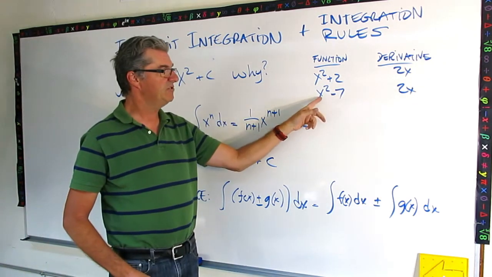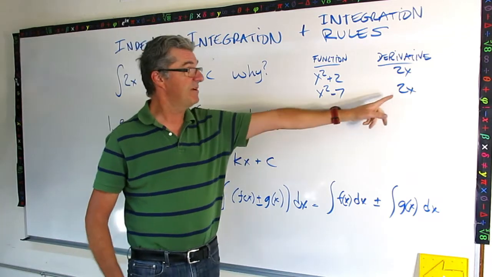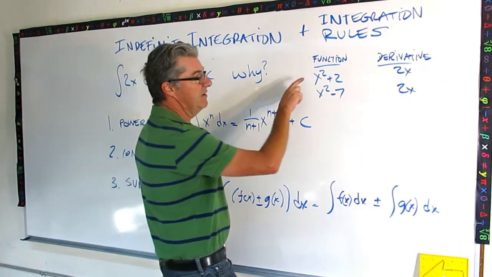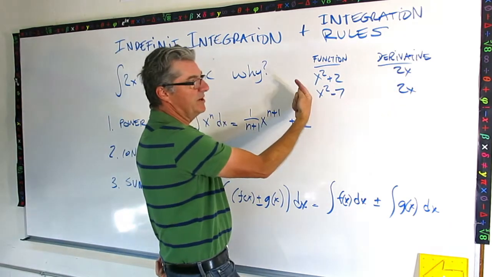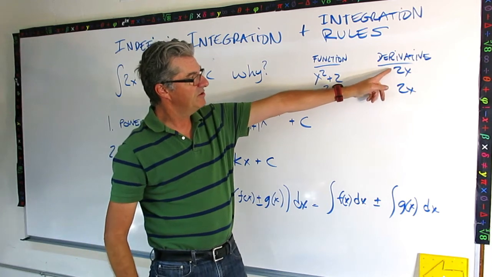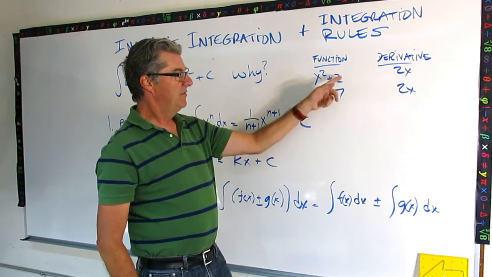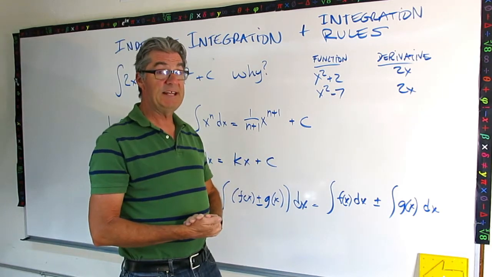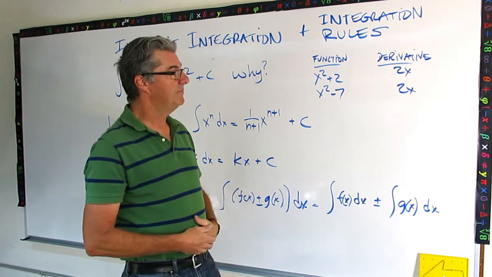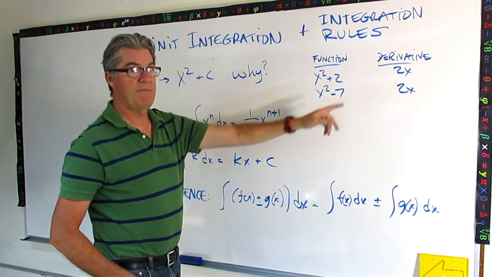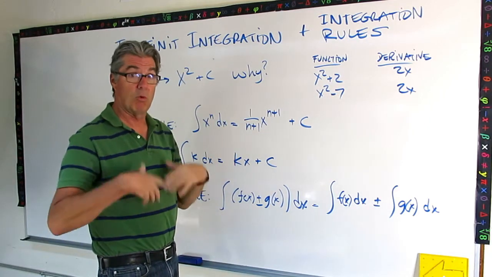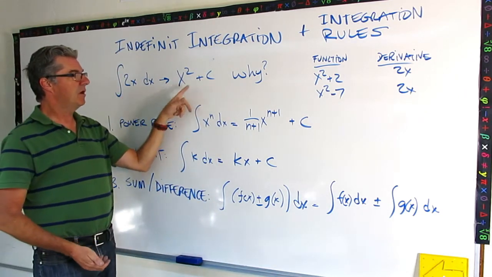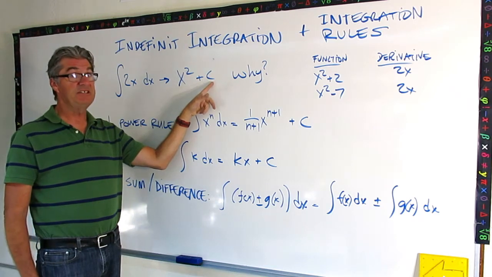But check this one out. x squared minus 7, same derivative. It's going to end up with 2x. So here's the thing. If derivation is going that way, integration is going this way. So if you're taking an integral of 2x, these are both possible outcomes. In fact, you can see from this that there are infinitely many possible outcomes. So we don't know whether it's plus 2 or minus 7 or minus 60 pi or whatever else it could be. So we just have to say, when we integrate 2x, we get x squared plus c, this indefinite constant.